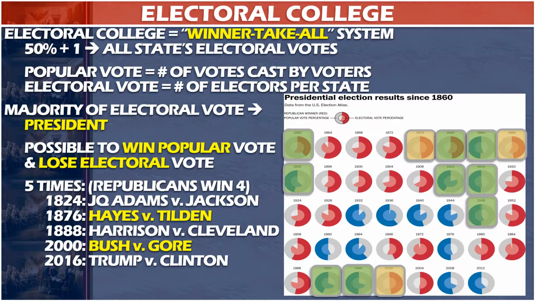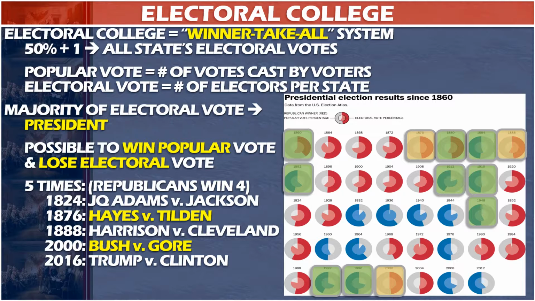So the popular vote is the number of votes cast by voters. The elector vote is the number of electors per state. And because these aren't exactly the same system, and as you saw in the last slide, the levels of representation are different state by state, it is possible that someone could win the popular vote and lose the electoral vote, which means they could get more votes by citizens for president, but not be chosen as president because of the Electoral College system. Because you become president by getting the majority of the electoral votes.